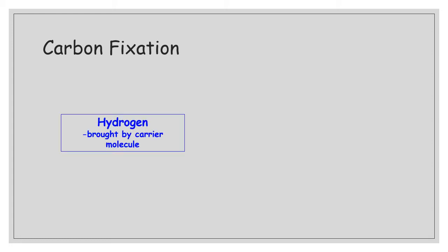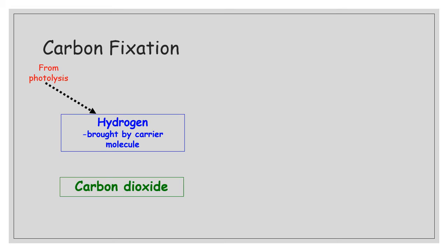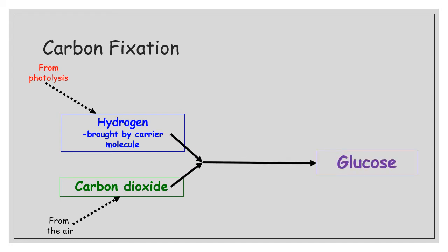Carbon fixation in diagram form then. We've got hydrogen brought by the carrier molecule from photolysis and carbon dioxide from the air. So that again has diffused in through the open stomata into the air spaces between spongy mesophyll and eventually into the palisade mesophyll, where this is happening in the chloroplasts. And those two are put together to make glucose.